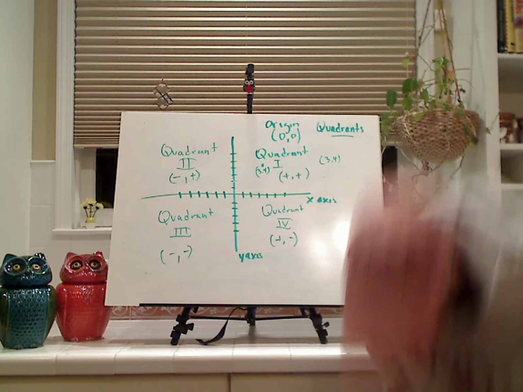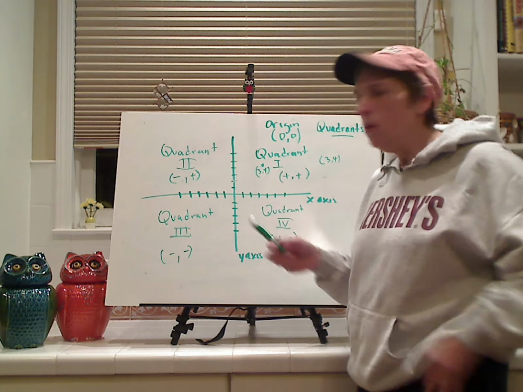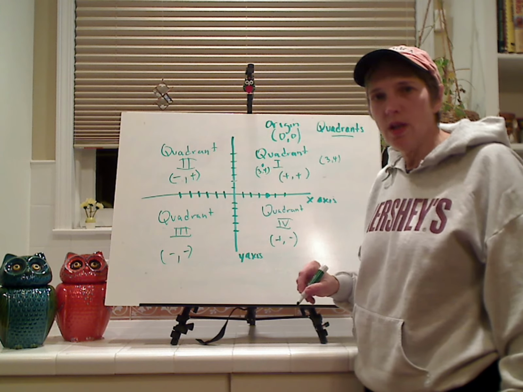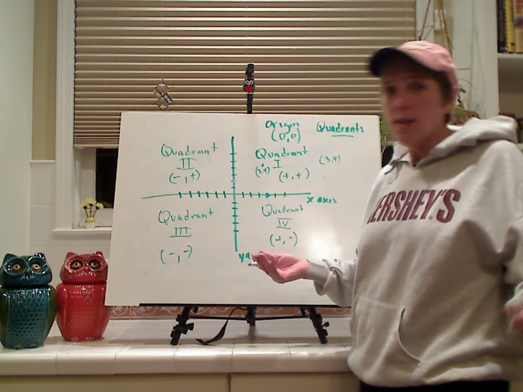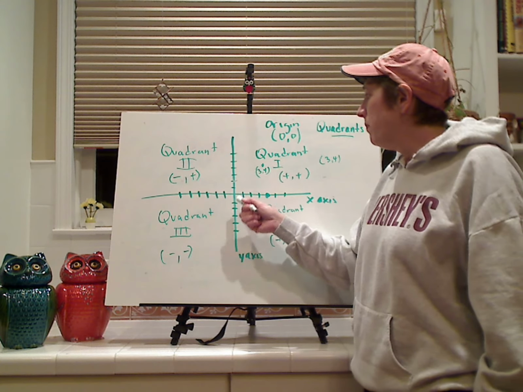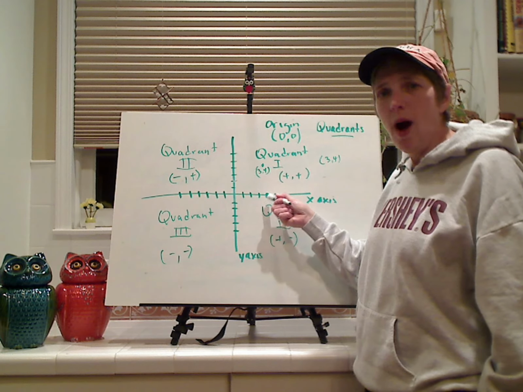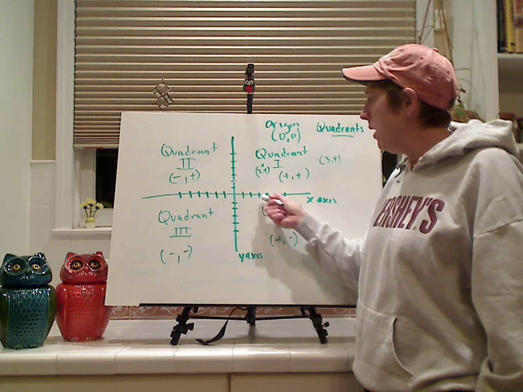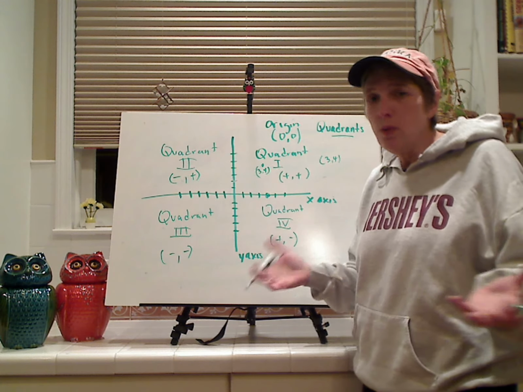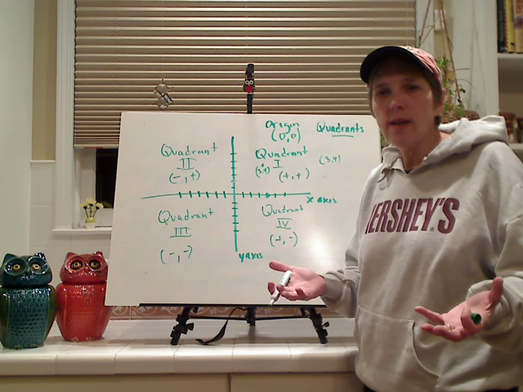Now, if I ask you to tell me where a point is, what do you do if I tell you the point is right here? What quadrant is it in? It's not in a quadrant. It's on the x-axis. The point would be when x is 4, y is 0. When x is 4, y is 0. So it's not in a quadrant, and you wouldn't say it's between two quadrants. You would say it's located on the x-axis.